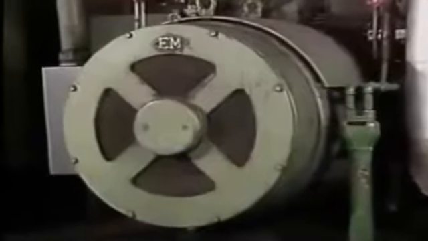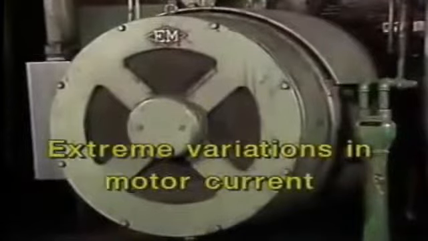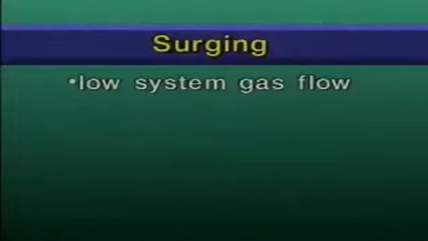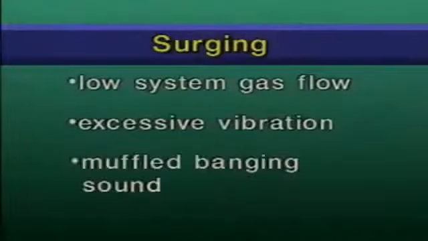The symptoms of surging are unmistakable. Surging results in violent fluctuations in discharge pressure. And when an electric motor is used as a driver, surging can cause extreme variations in motor current. Other symptoms include low system gas flow, excessive vibration, and a muffled banging sound inside the compressor. If surging is not corrected, it can cause serious damage to the compressor.